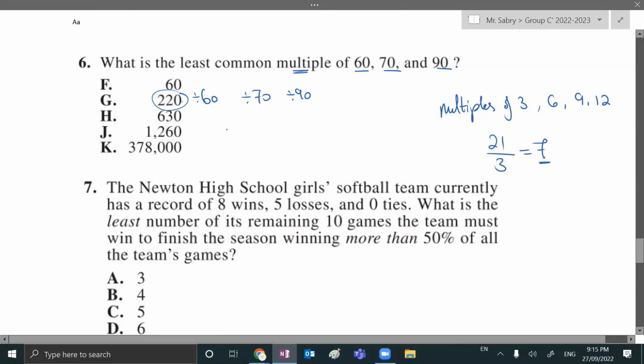Yes, it does. Okay, so 220 divided by 60, and that will come out as 3.6. So there is no need to even try the 70 or the 90. خلاص, this would not work. Now let's try 630. 630 divided by 60 would come out as 10.5. Then it wouldn't work. 1,260 divided by 60 came out as 21. Now I'll divide by 70 as well, and it came out as 18. Now I'll divide by 90, and it did come out as 14. So that's divisible by all 3, so that's definitely the answer. Does that make sense? We're all good?